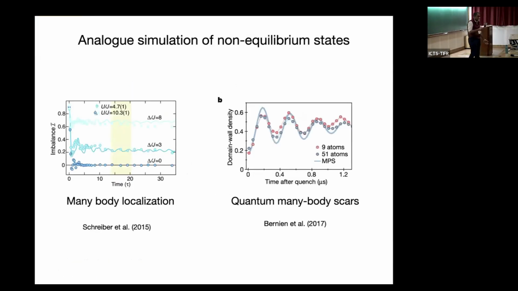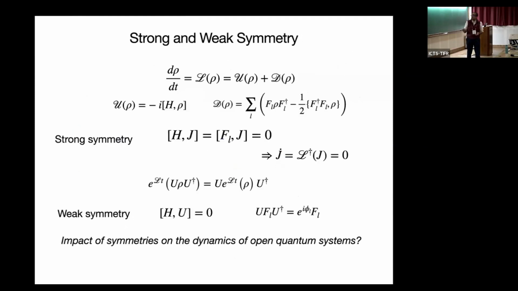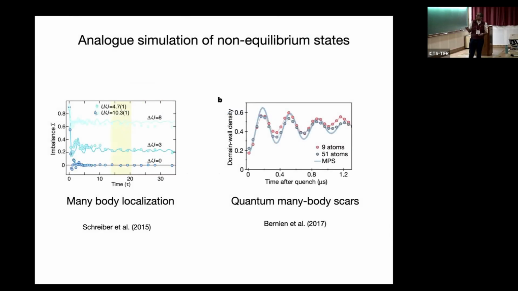To this audience, I don't think it needs any introduction why non-equilibrium states are interesting, and largely this interest has been driven by experiments, as has been highlighted in several talks before. But just to create the setting, I want to highlight a couple of experiments which are analog quantum simulators, which observed non-equilibrium phenomena such as many-body localization and quantum scars.